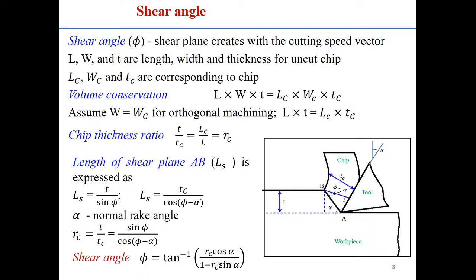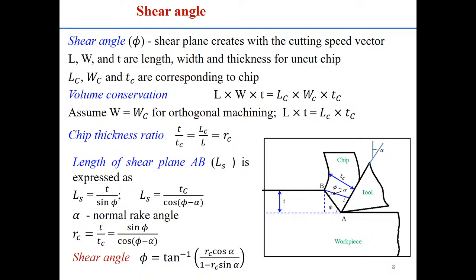Now, assuming orthogonal cutting, the width is normally the same before cutting and after cutting, and L into t equals Lc into tc. Sorry, here t is the thickness, the thickness before cutting. So L into t before, and after, Lc into tc, remains the same. Therefore from here we can say t by tc equals Lc by L.